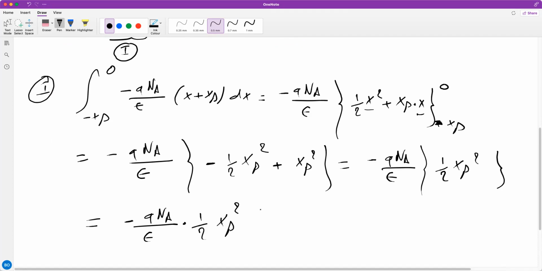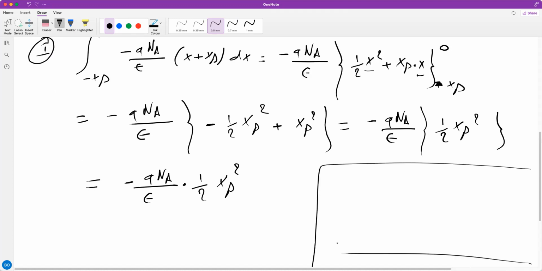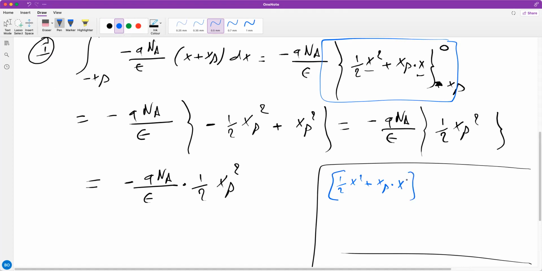I already see a question here. Okay, I see a question. Let me explain what I did. Let me just focus on the one in blue. This is the question of Amna. So I have 1/2 x squared plus xp x between 0 and minus xp, right? So what I do is this at 0 minus this at minus xp, right?